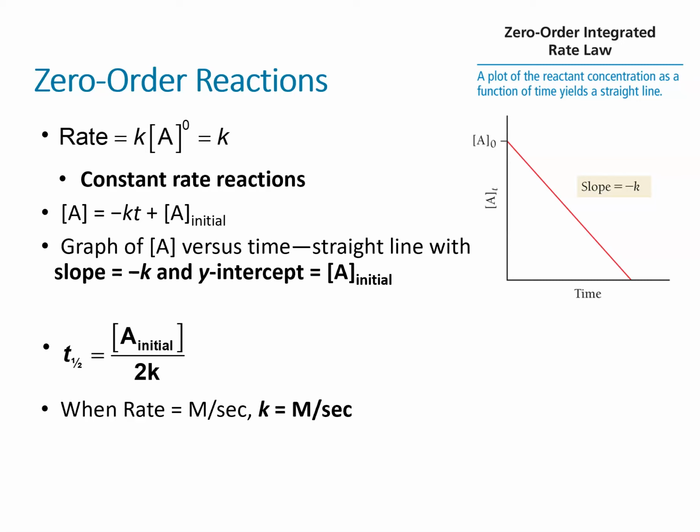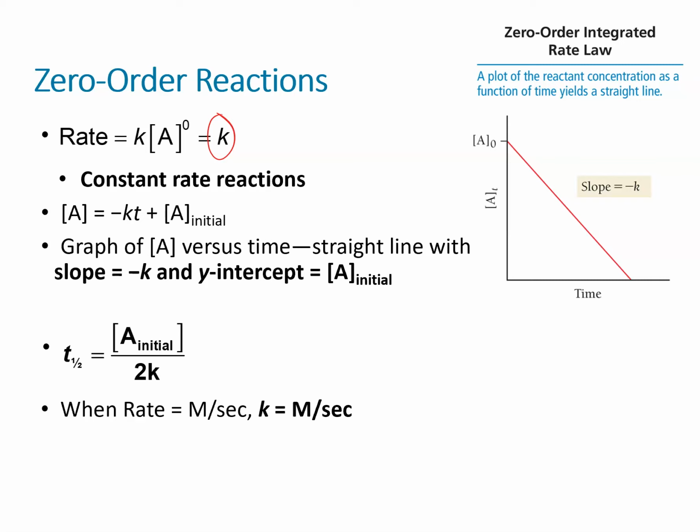Zero order reactions. Similar to before, but once again slightly different, where rate equals k times the concentration of A raised to the 0 power, which means in reality that the concentration of A doesn't matter at all, so we're going to pull it out of the equation, and rate equals our rate constant. It's a constant rate of reaction regardless of the concentration of A.